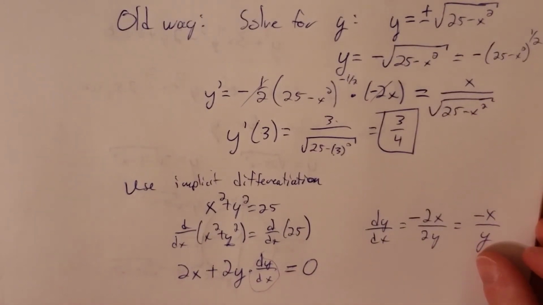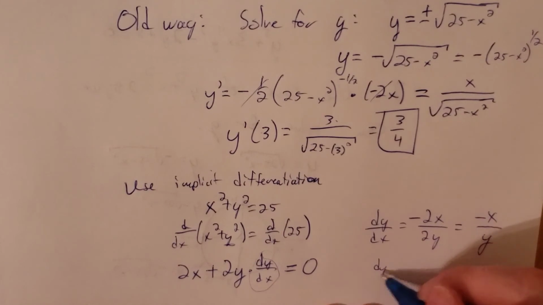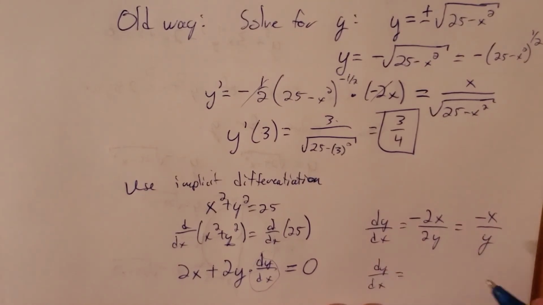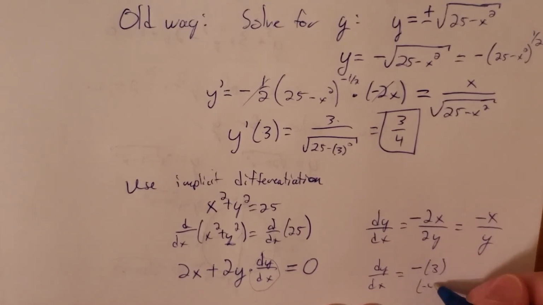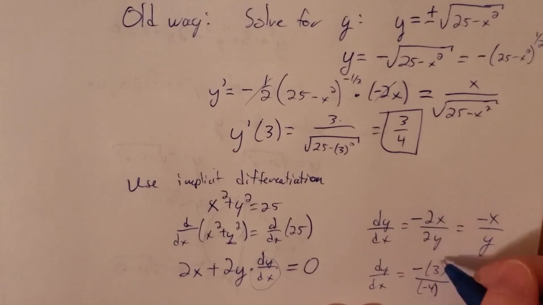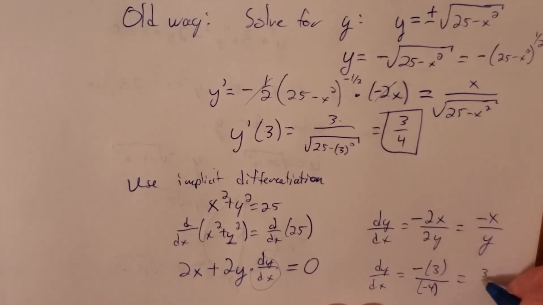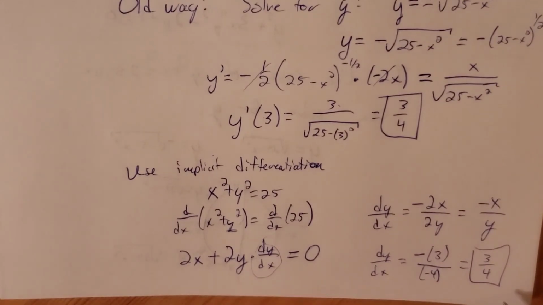And then, to find out what dy/dx is, we could just plug in x and y. x was 3, y was negative 4, and so we get negative 3 over negative 4, in other words, 3 over 4. So again, we get 3/4.